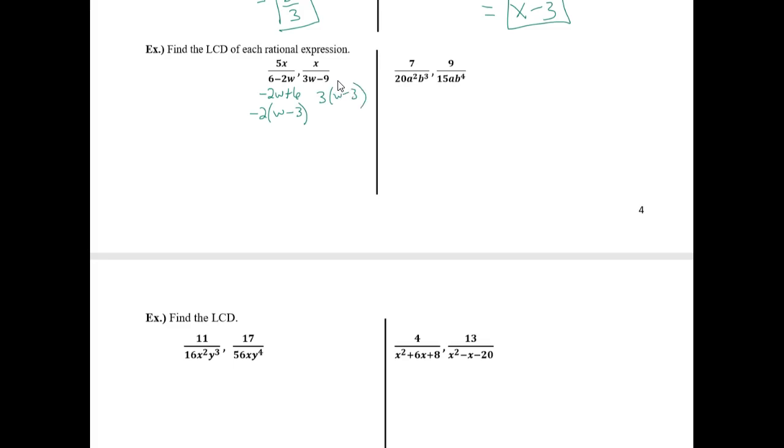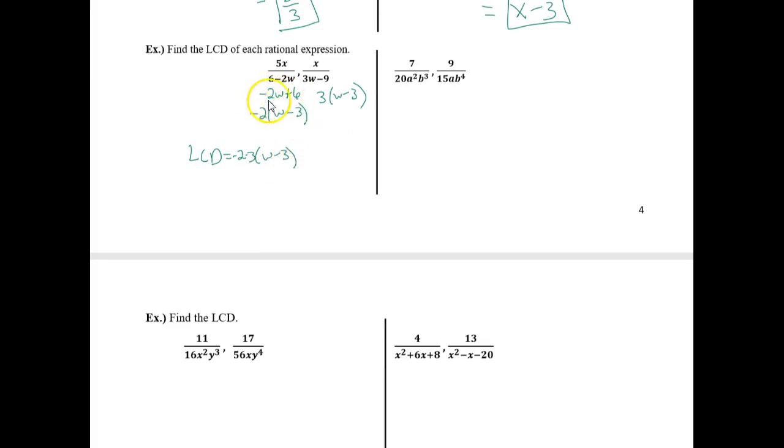Now, the goal is to make these two denominators the same, and that's how we find the least common denominator. So what do they both have in common already? They already have the w minus 3, so that's going to be part of our common denominator. And then what the left one has that the right one doesn't is the negative 2. And the right denominator has a 3, and the left one doesn't. And now I have everything that I would need for my common denominator.